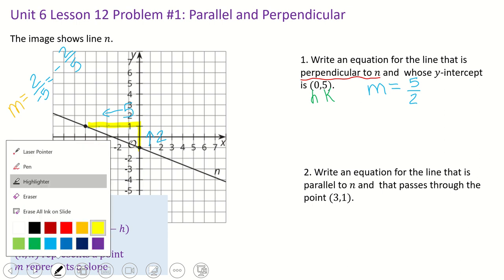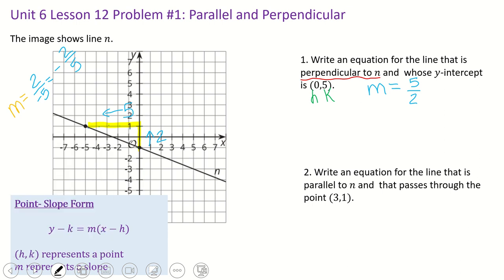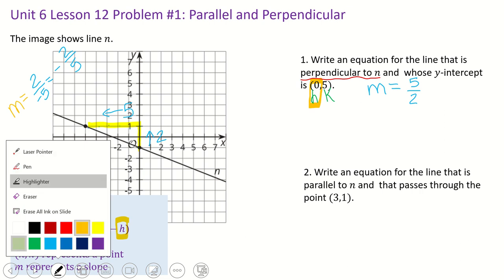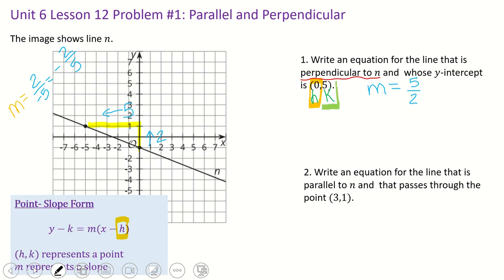Okay, I'm going to color code a little, just because it helps my brain figure out where I'm supposed to put each of these numbers. So I see the number 0 has to go in for the letter h, and right here is where h is. So I'm going to replace that with 0 in just a minute. And I can see k here is 5. So I'm going to come down here to where k is, and eventually change that to a 5. And then my m is going to be 5/2.